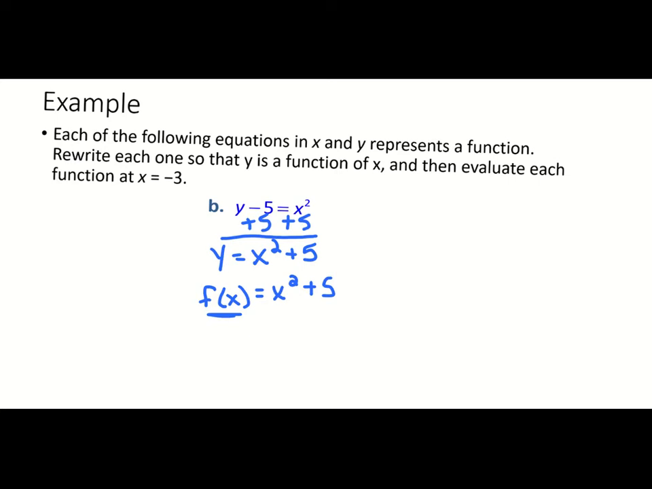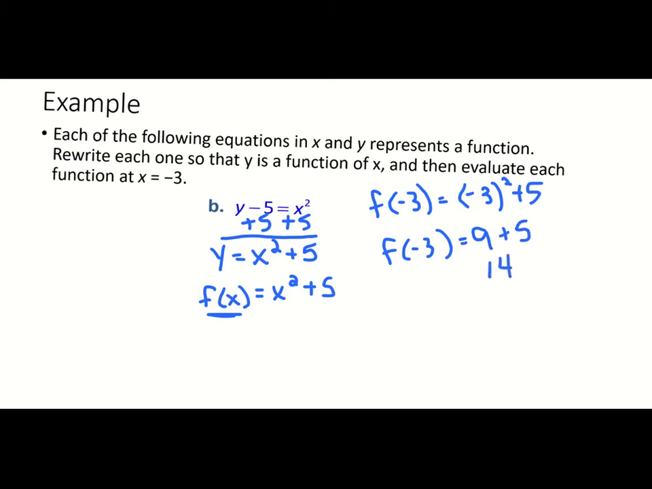And then they ask us to evaluate the function at f of -3, or x is -3. So f of -3 means, again, where x is, I'm going to plug in -3. So I'll do -3 squared plus 5. And that is going to give me -3 squared is 9. 9 plus 5 is 14. So f of -3 equals 14.